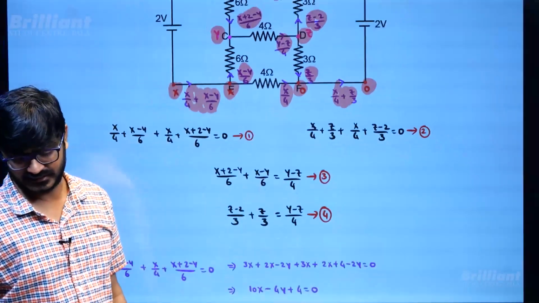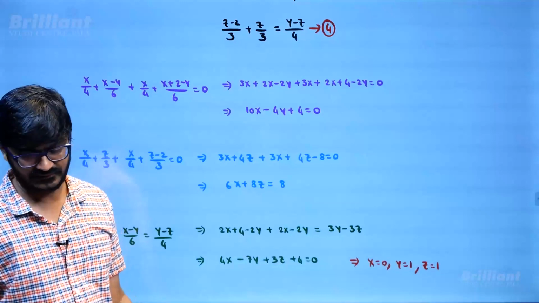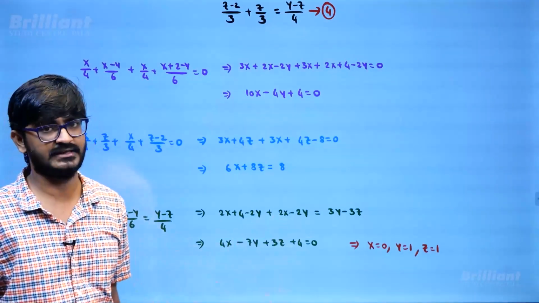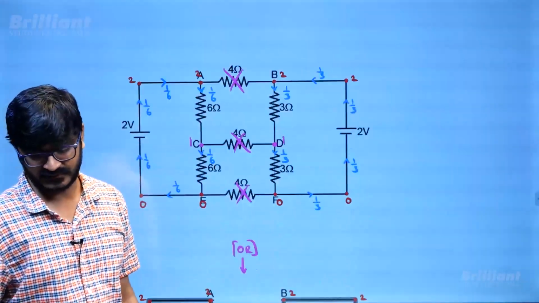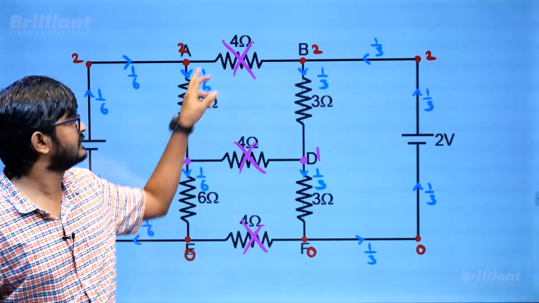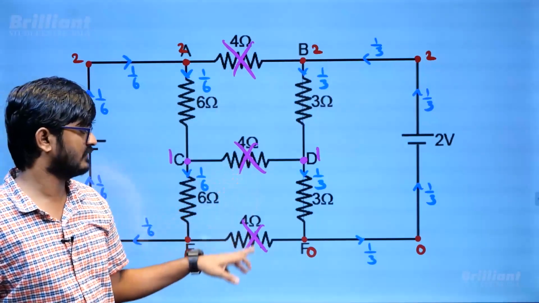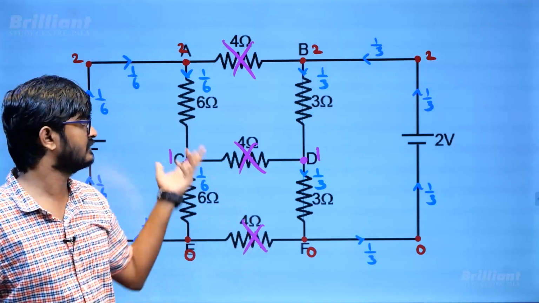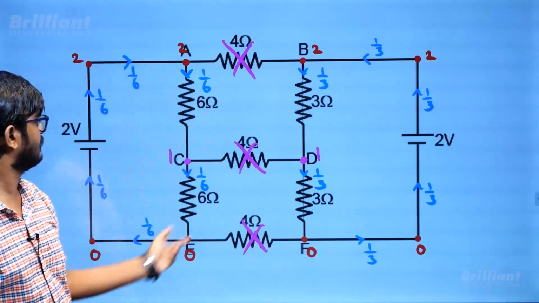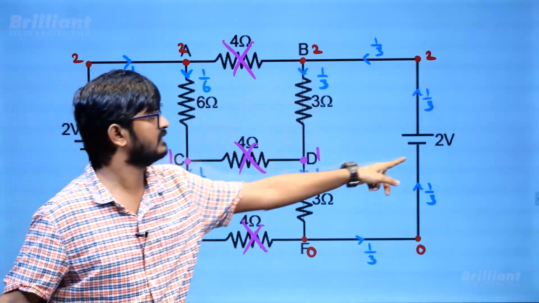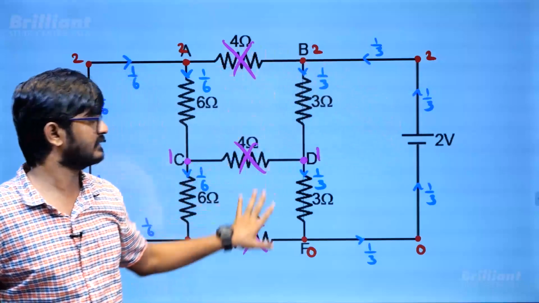I can use any 3 equations. So that's the same thing I did. I used 3 equations and I solved them. I got x equal to 0, y equal to 1 and z equal to 1. When I substitute the values, I can see no current will be flowing through this one, no current through this one, no current through this one. So then you can see current will flow only like this. So it has nothing much to do.